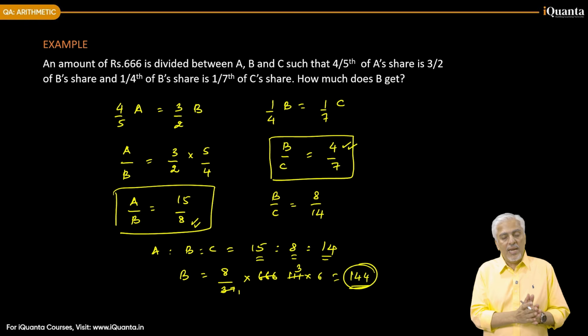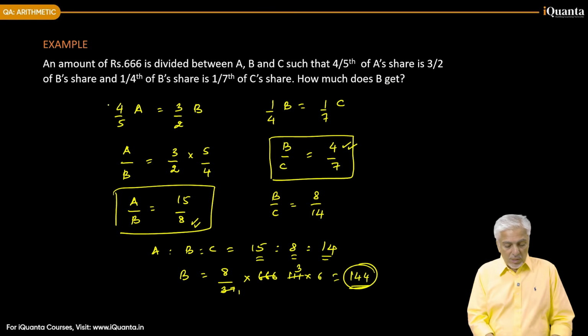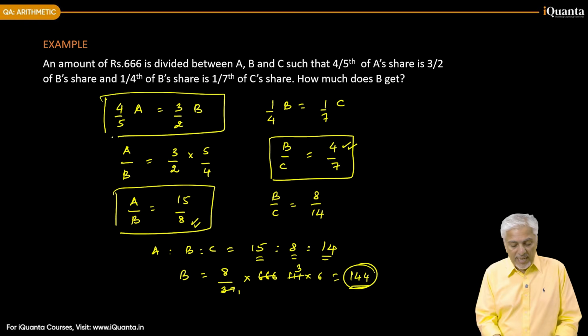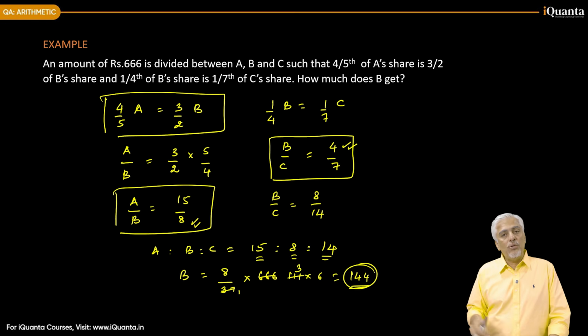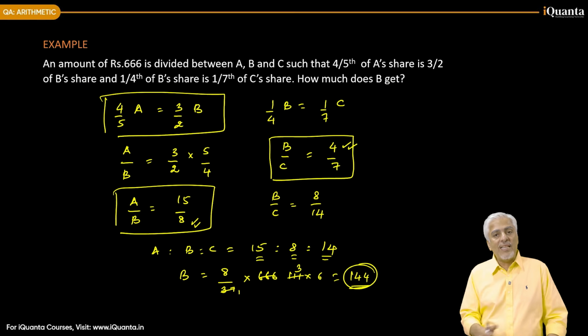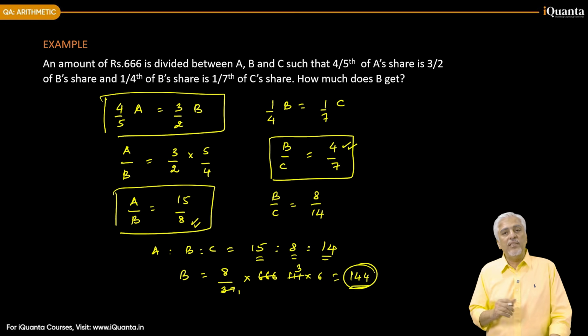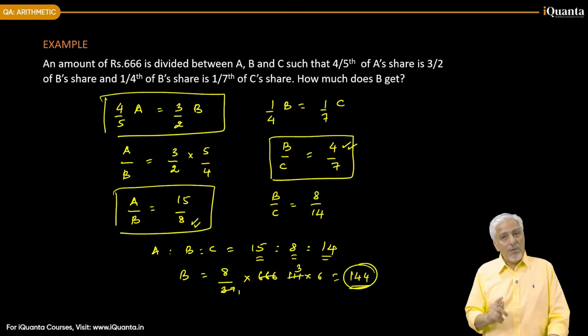Straightforward approach. A and B ka ratio we found. So this was given from where I wanted to find A and B ka ratio, and then I found B and C ka ratio, found all three ratios together, found the value of B. There can be one more approach.